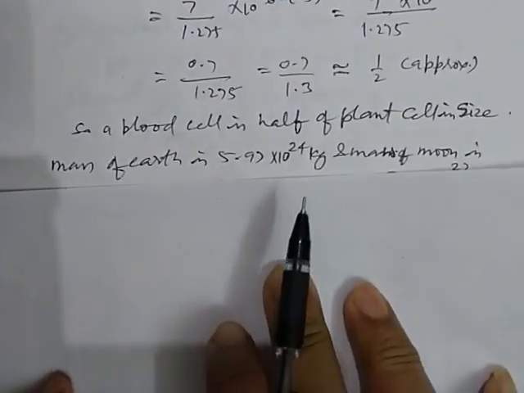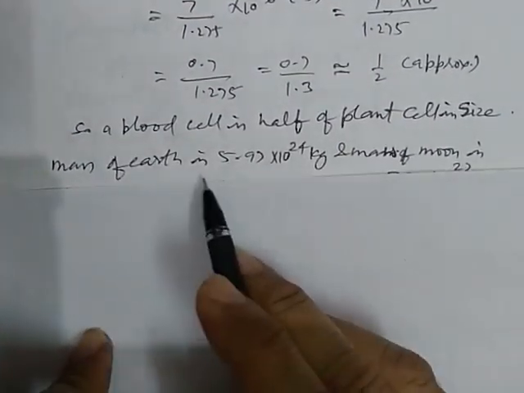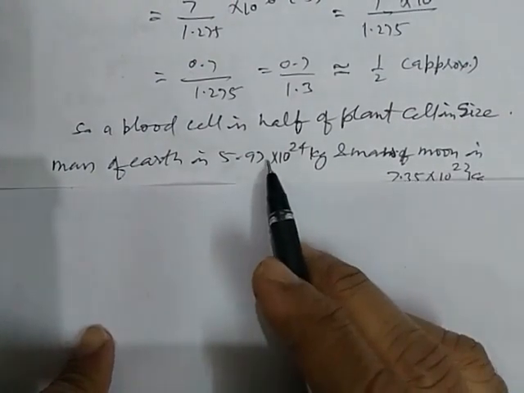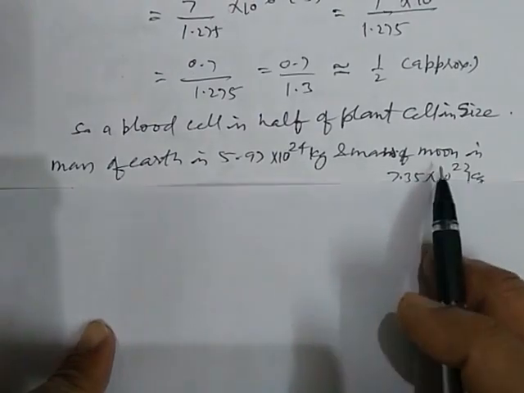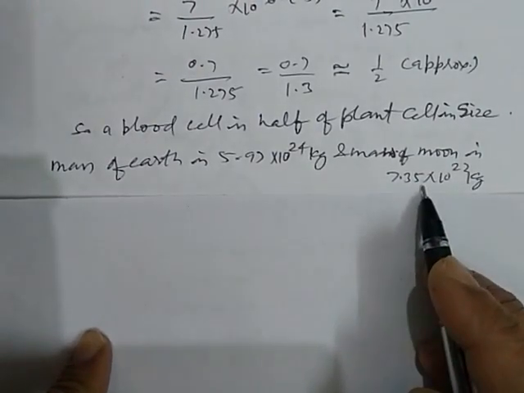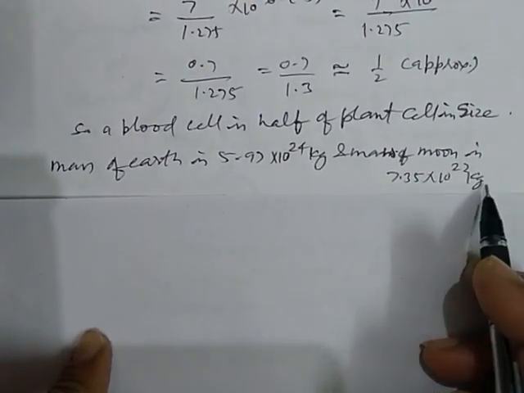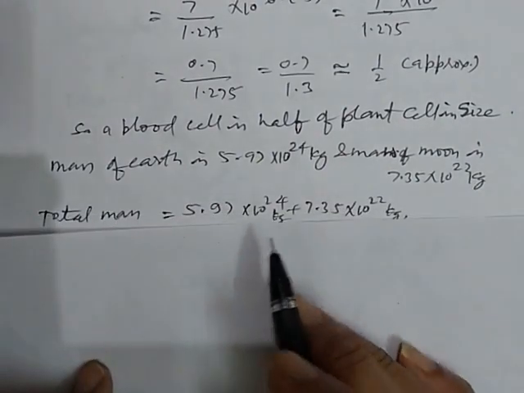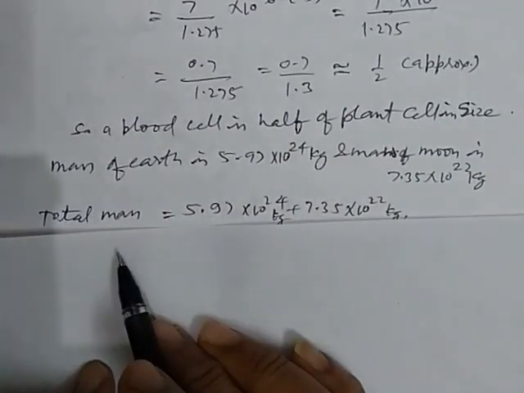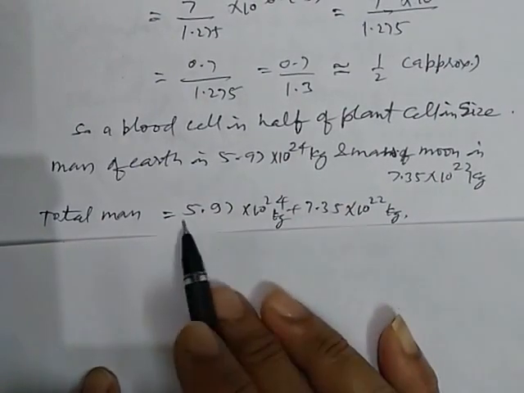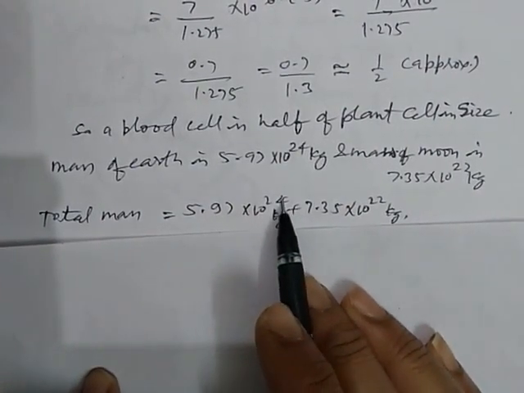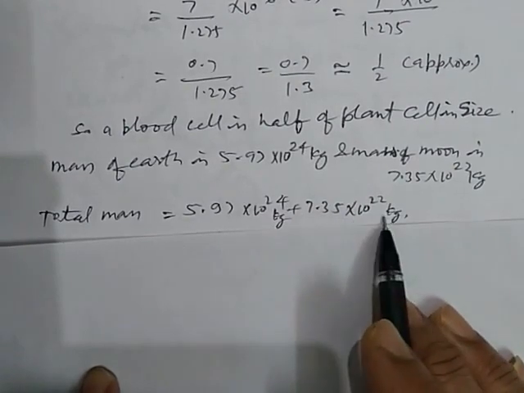Okay, now we take some bigger measurements also. Mass of earth is 5.97 into 10 raised to the power 24 kg, and mass of moon is 7.35 into 10 raised to the power 22 kg. So for the total mass of both of these, we add them: 5.97 into 10 raised to the power 24 plus 7.35 into 10 raised to the power 22.